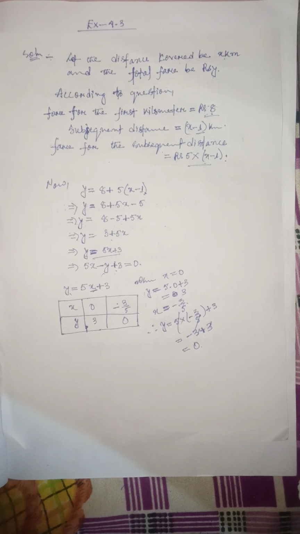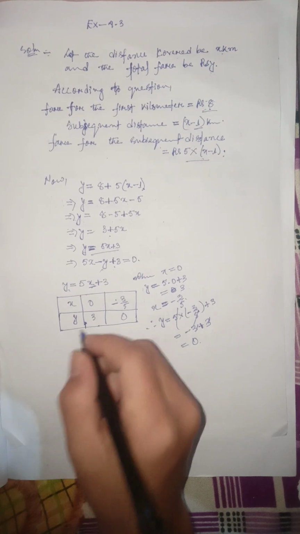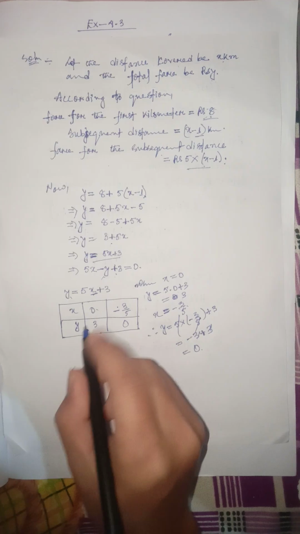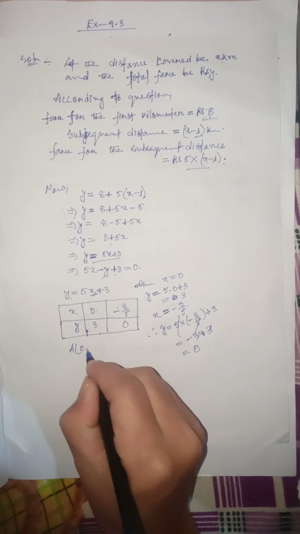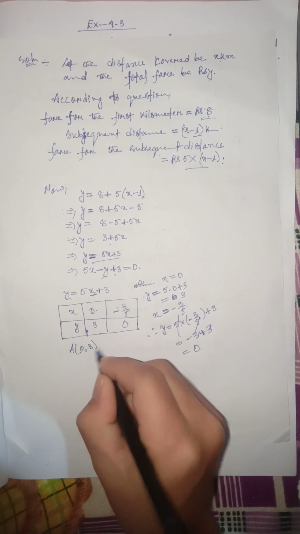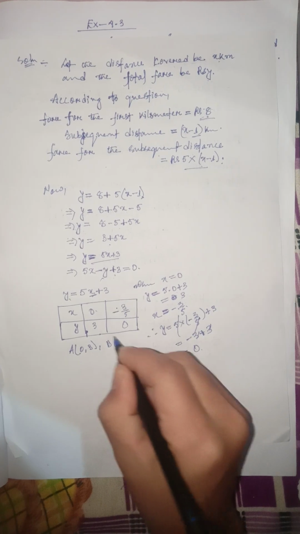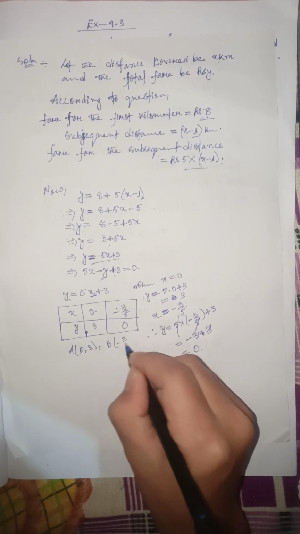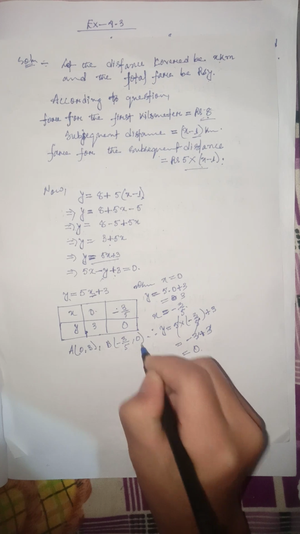Now, in order to draw a graph, we need 2 points, and we have got 2 points from this. Let us name the first point as E. The first point that we have here is (0, 3), and the second point that we got is (minus 3 by 5, 0).